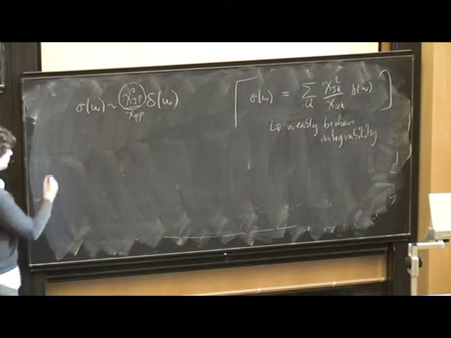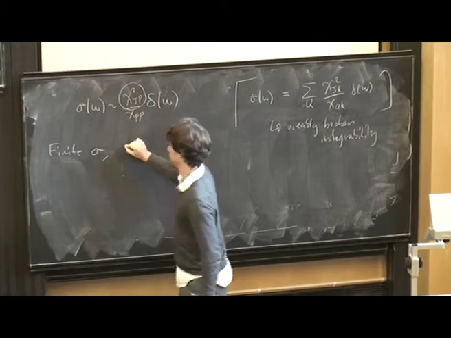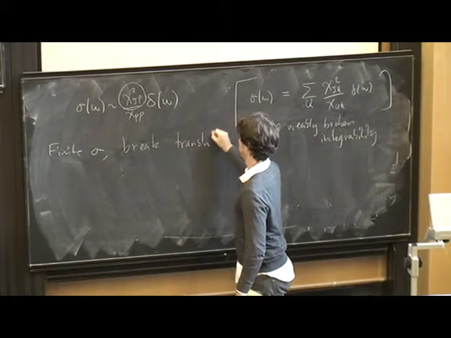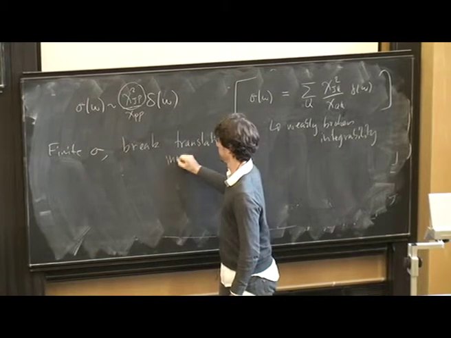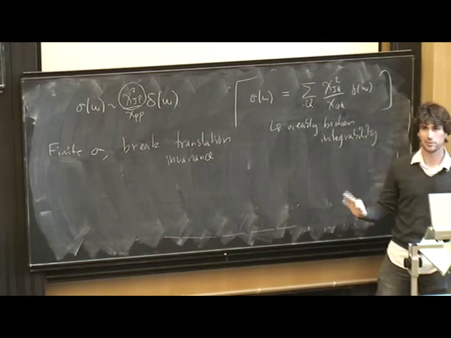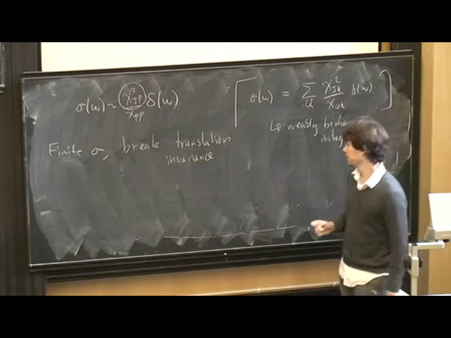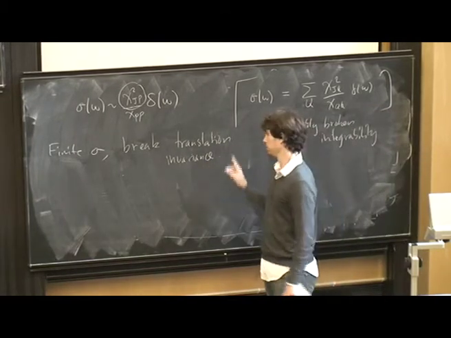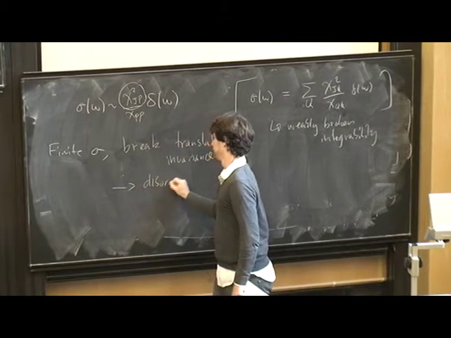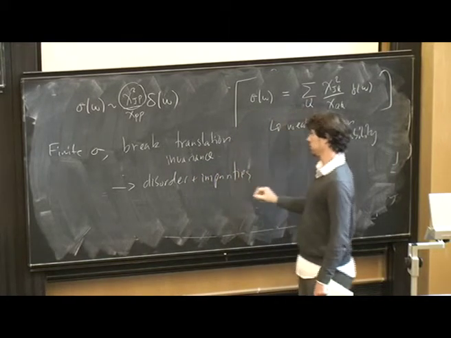So to get a finite conductivity, we need to break translation invariance. It's a requirement. Now this is where life looks like it's about to get messy, because there are two ways in the real world that translation invariance is broken. One is through disorder and impurities. That's just the fact that you've got lumps of stuff around.